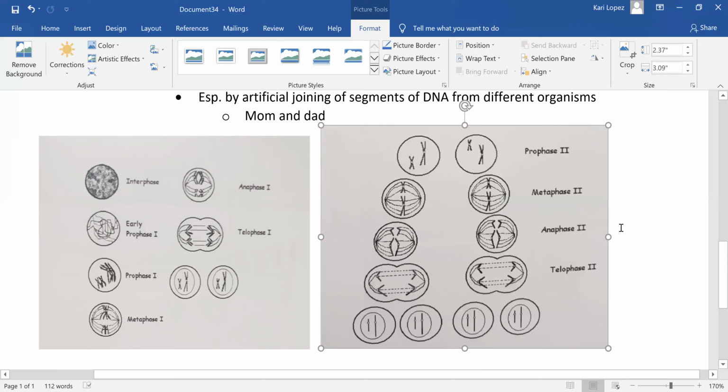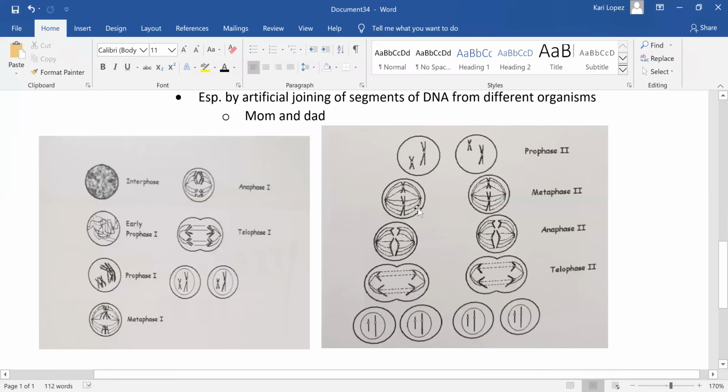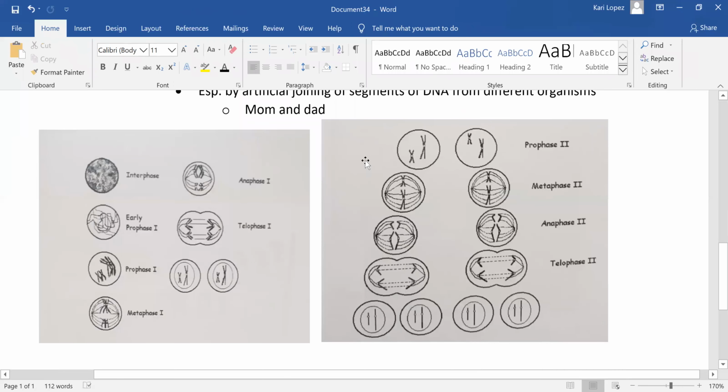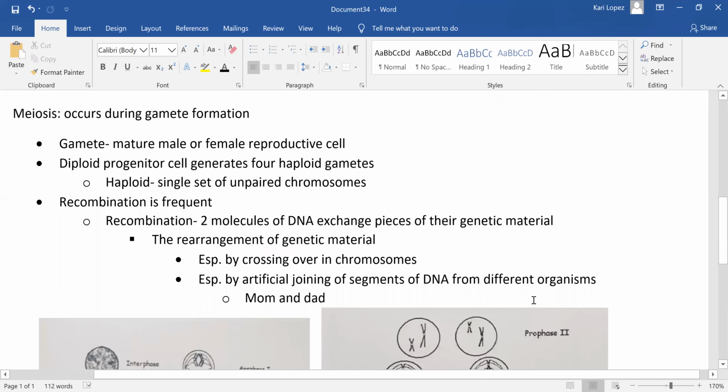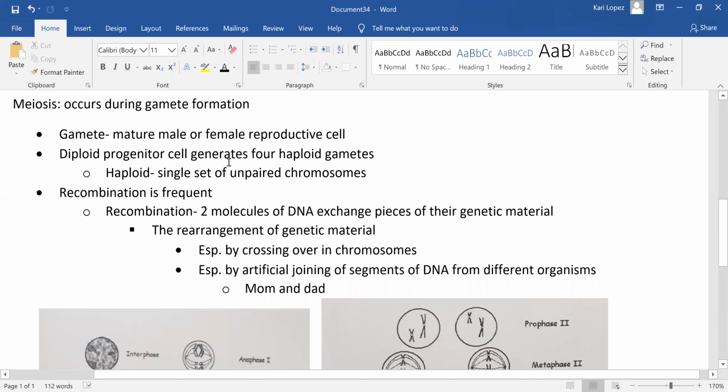Okay, so this was the bottom half. So this is the second part of the process. And so then you've got your 2 cells that you got at the end of this process. And then they go through prophase 2, metaphase 2, anaphase 2, telophase 2, and then you end up with your 4 cells at the end. So your diploid progenitor cell generates 4 haploid gametes.